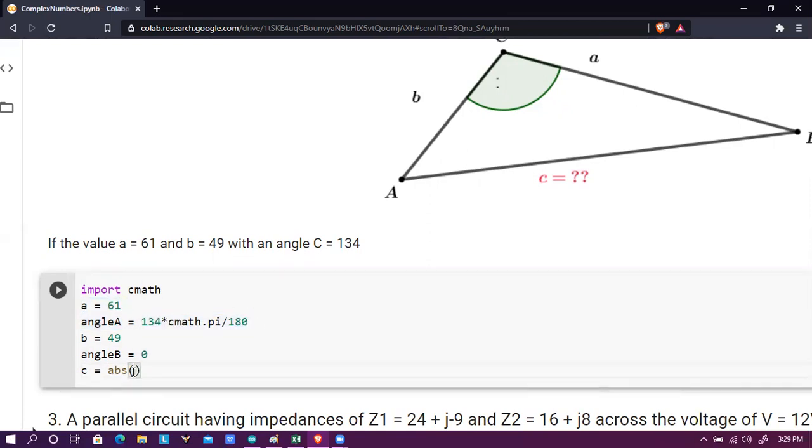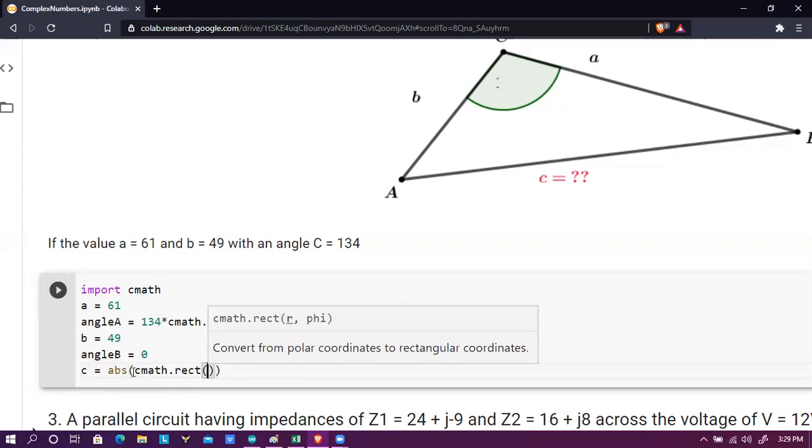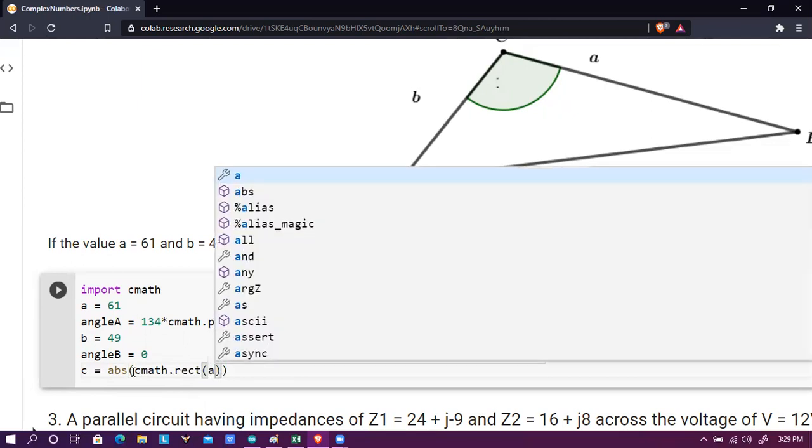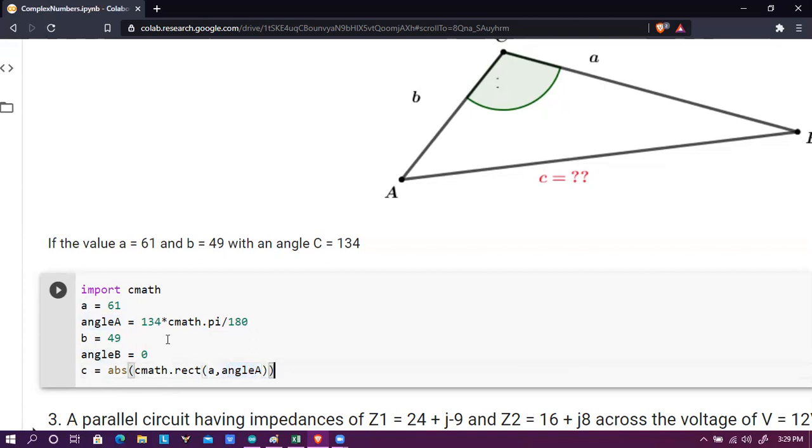Okay, we need to convert this to rectangular form. So we have cmath.rect of A, comma, what will be your angle? The angle of A. Take note, A here is the magnitude, and angle A here is your argument. Okay, minus. So take note, this is now in rectangular form.